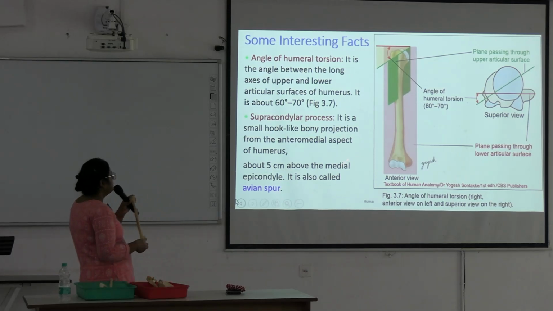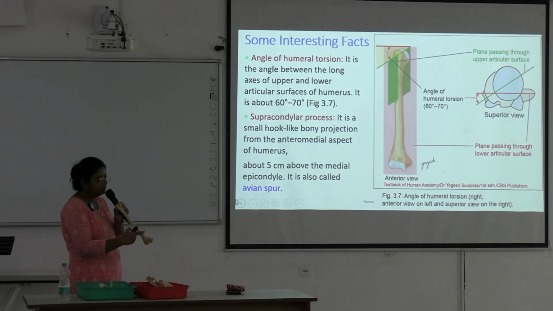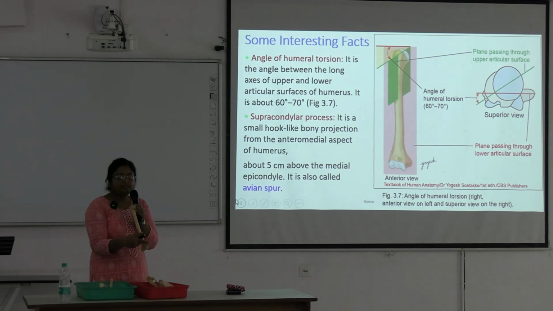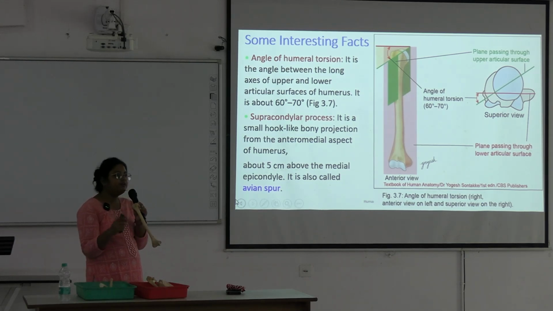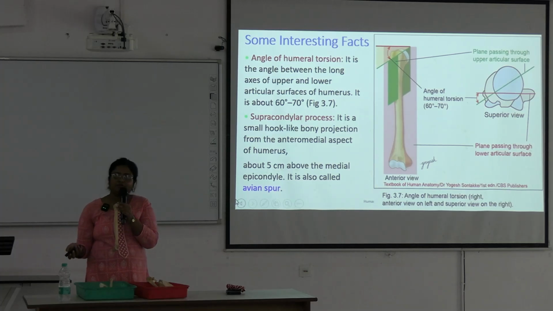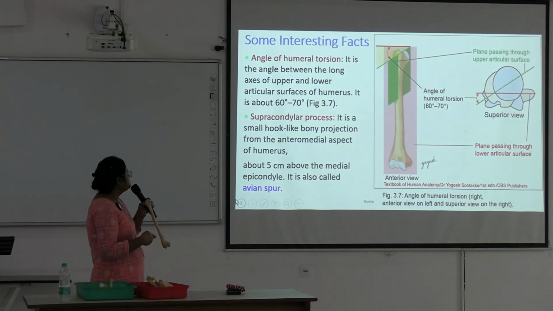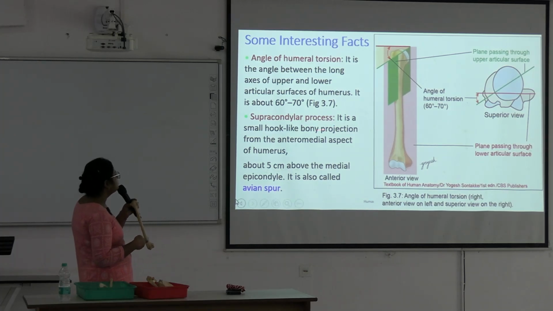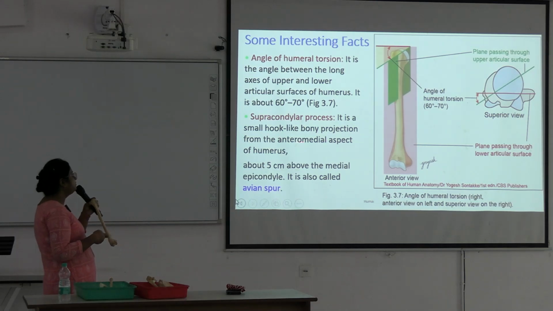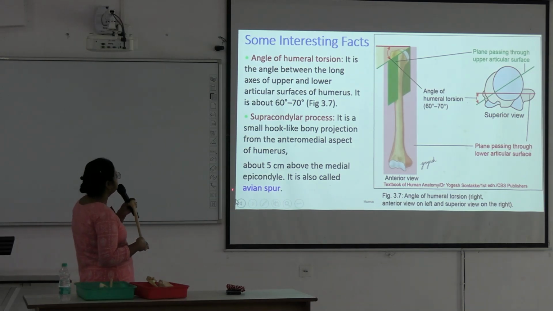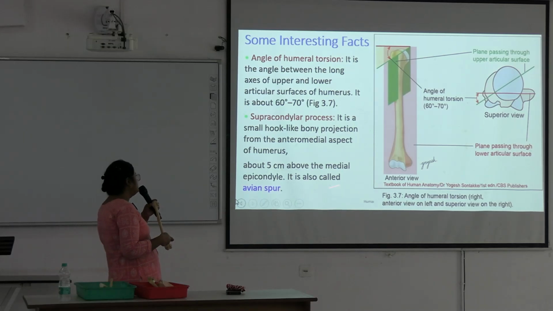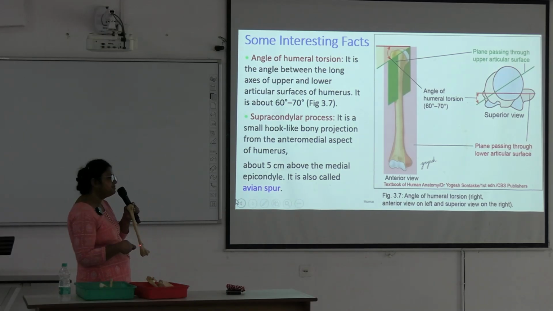Now supracondylar process, this process 5 centimeter above the medial epicondyle, this is supracondylar process. It is attached to the medial epicondyle via the Struthers ligament. So supracondylar process is a small hook-like bony projection from anteromedial aspect of the humerus about 5 centimeter above the medial epicondyle, and it is also called the avian spur.